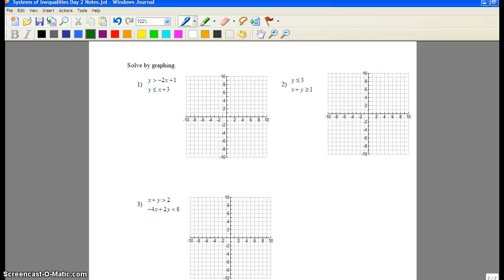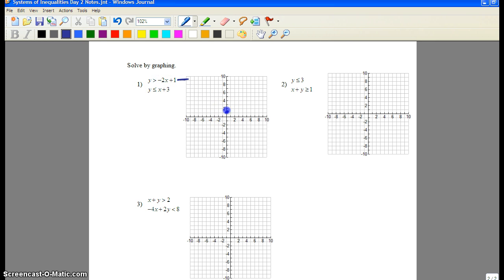We need to make sure the inequality is solved for y so that we can graph it, right? So if we're talking about this first one, is it solved for y so we can graph it easy? Yes, it's solved for y. So where do we start? We start at the y-intercept of 1.